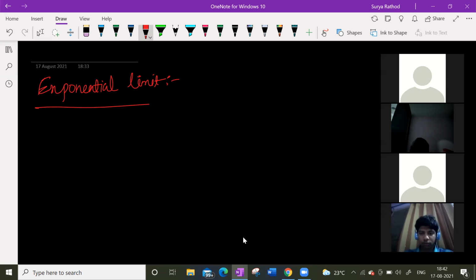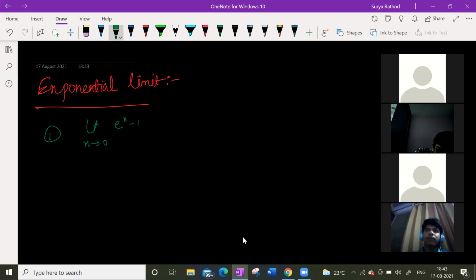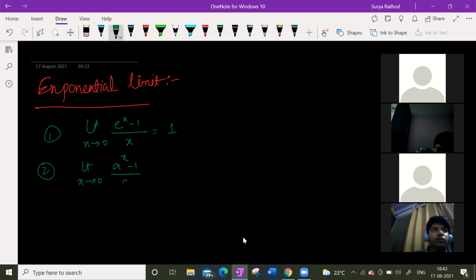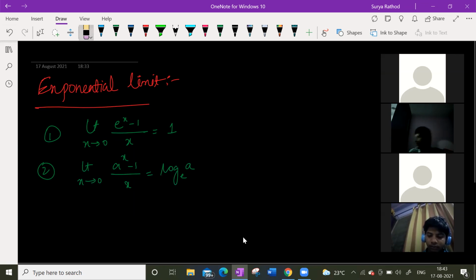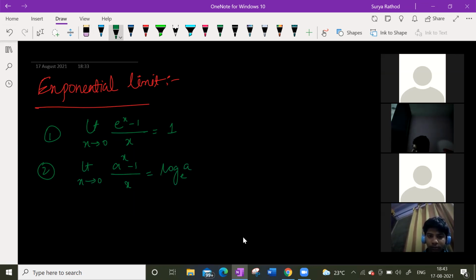Let me give you the standard formulas first. The first formula is limit x tends to 0, e power of x minus 1 divided by x is equal to always 1. And if I have limit x tends to 0, a power of x minus 1 divided by x, it always gives me log a base e. So these are two very important formulas.